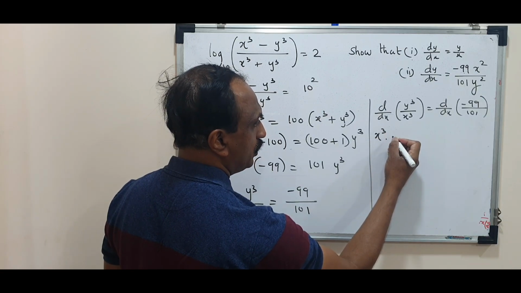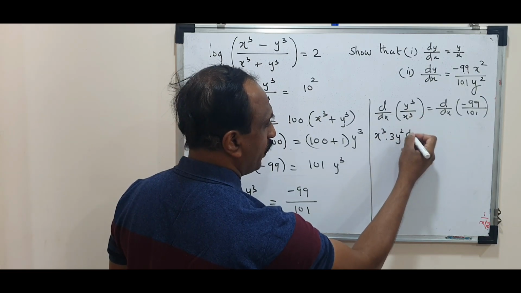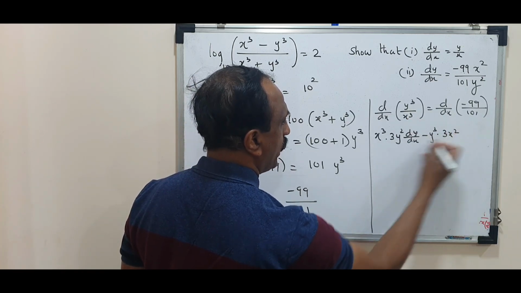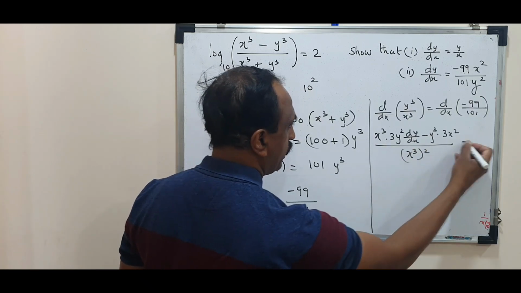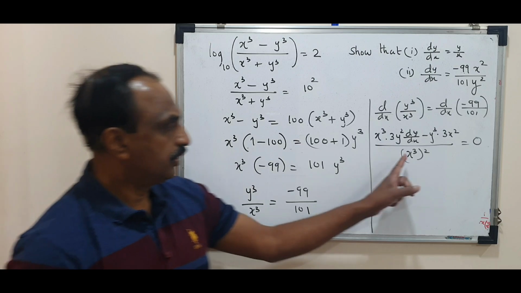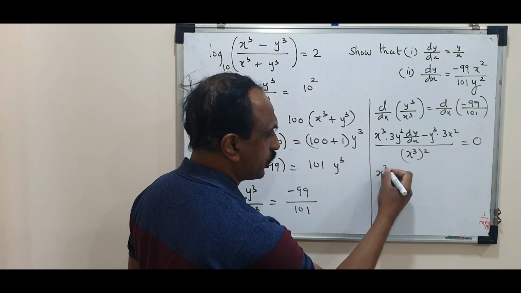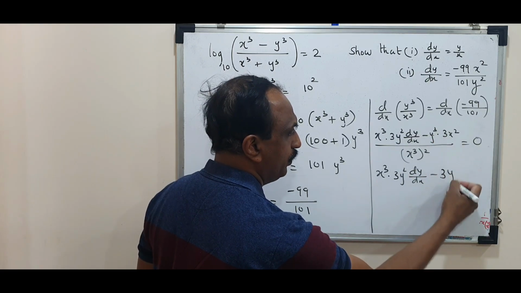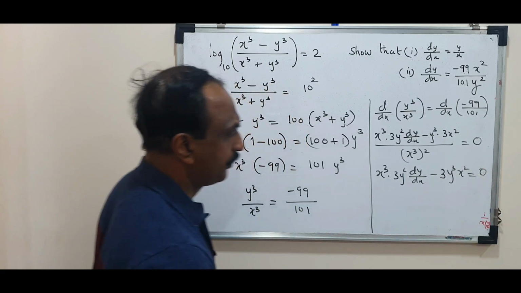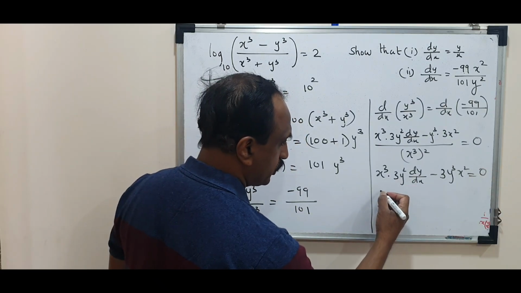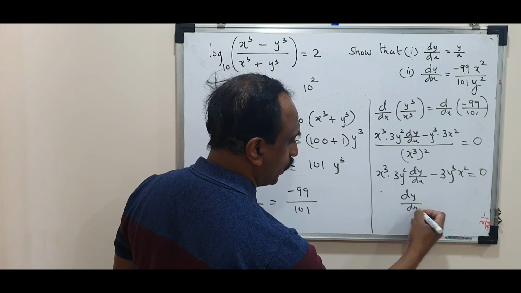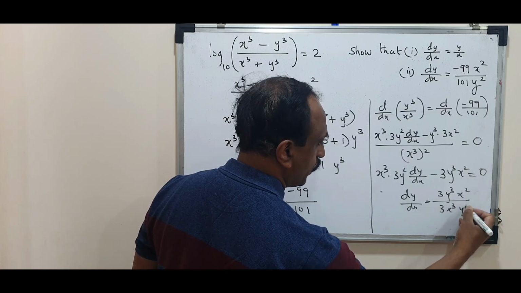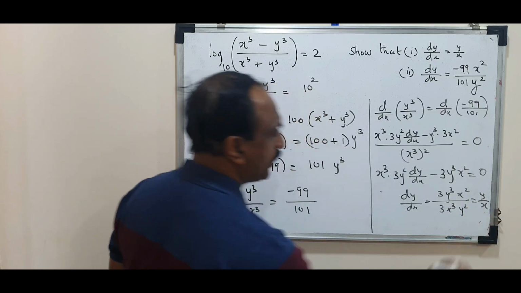So x cube into derivative of y cube, 3y square dy by dx, minus y cube into derivative of x cube, 3x square, divided by x cube the whole square, equal to 0. Now this will get cross multiplied. So x cube into 3y square dy by dx minus 3y cube into x square equal to 0. I need to make dy by dx the subject. So dy by dx is equal to 3y cube x square divided by 3x cube y square, and this becomes y by x. So the derivative will become y by x.